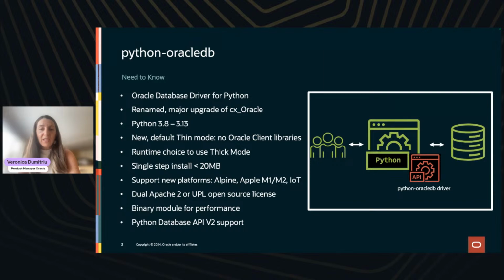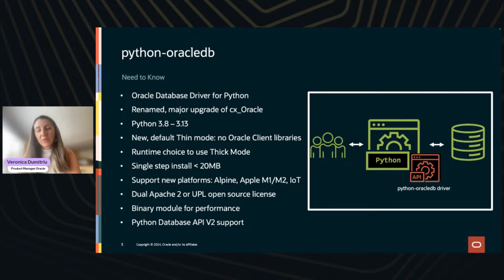Now, because of thin not needing the client libraries, this lets you play with it on platforms such as Apple Silicon and IoT devices. The driver is still a binary module, which is needed for performance, and now python-oracledb has Mac OS binaries, and they run on Intel and M1 and M2 chips. Of course, you still have an optional thick mode that does use those Oracle client libraries, making it the same as CX Oracle. So that gives you actually a runtime choice to use thick mode.